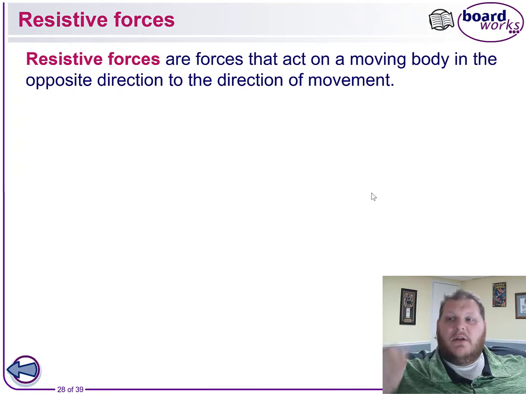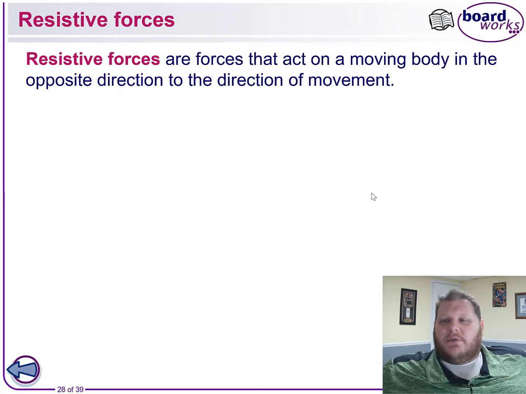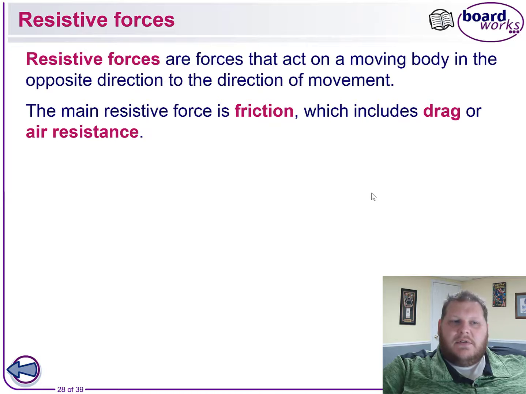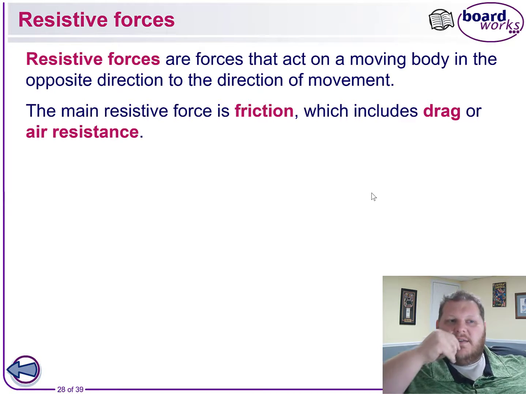For our last little bit here, resistive forces. We talked about friction, air resistance, and a bunch of other resistive forces as well. They're forces that act on a moving body in the opposite direction of the movement. Friction is the big one that we've talked about, which includes drag, air resistance, all of those different types of friction. They're working against the movement of that object.